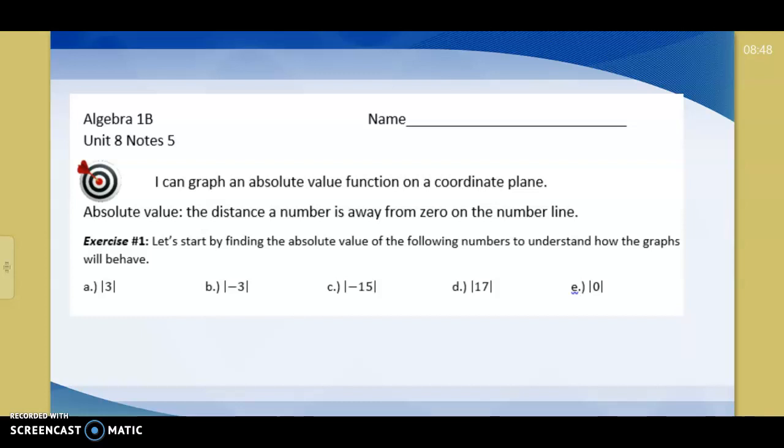Our learning target for today is that by the end, you'll be able to graph an absolute value function on the coordinate plane. And hopefully by the end, you'll be able to do that without a calculator, but also maybe with a calculator if need be.